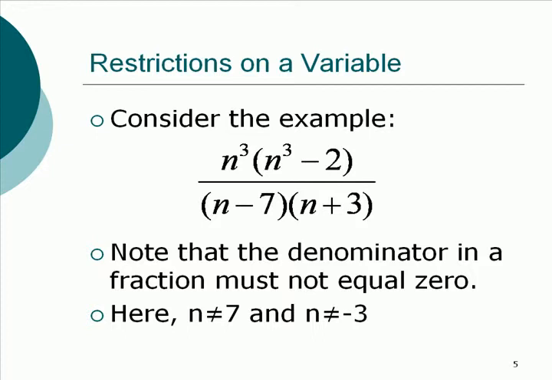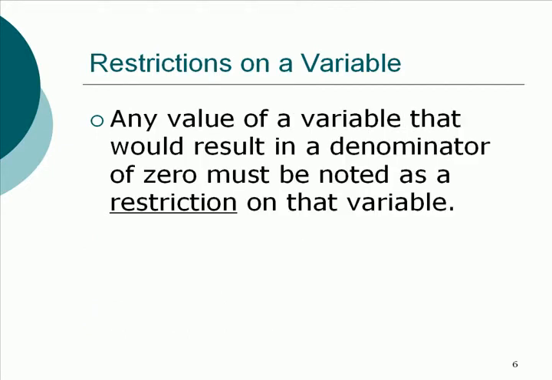So let's go back to, for just a minute, getting ahead of myself here. It's just worth noting that any value of a variable that would result in a 0 denominator has to be recognized as a restriction. So let's go back to one of the algebraic fractions that we simplified just a minute ago.